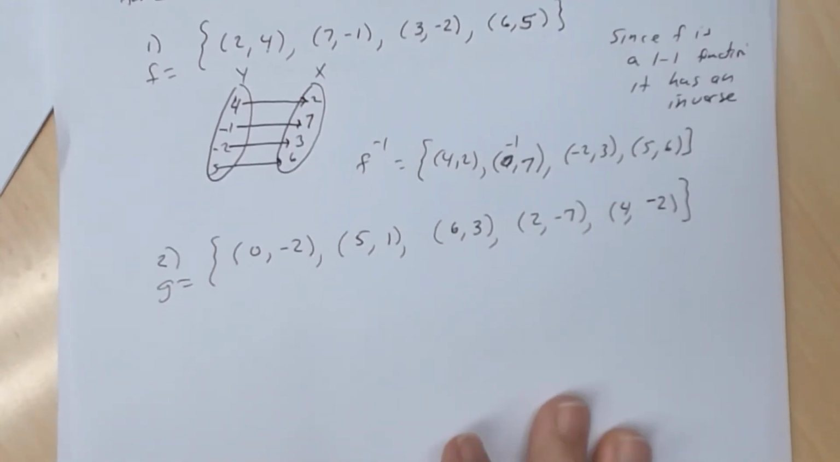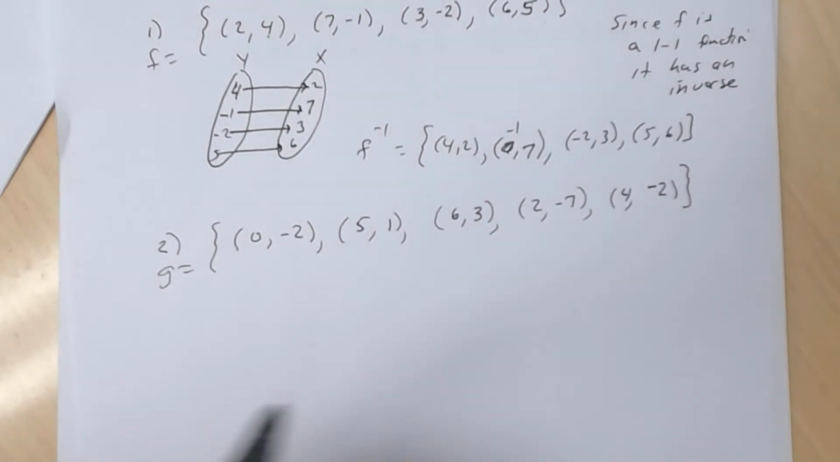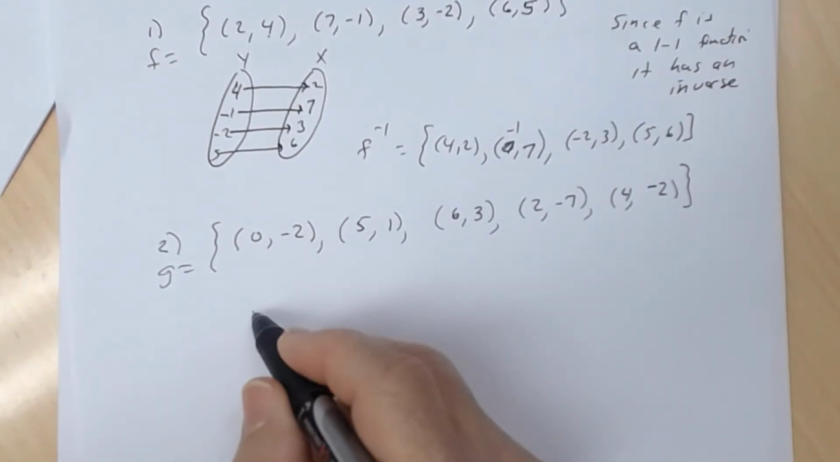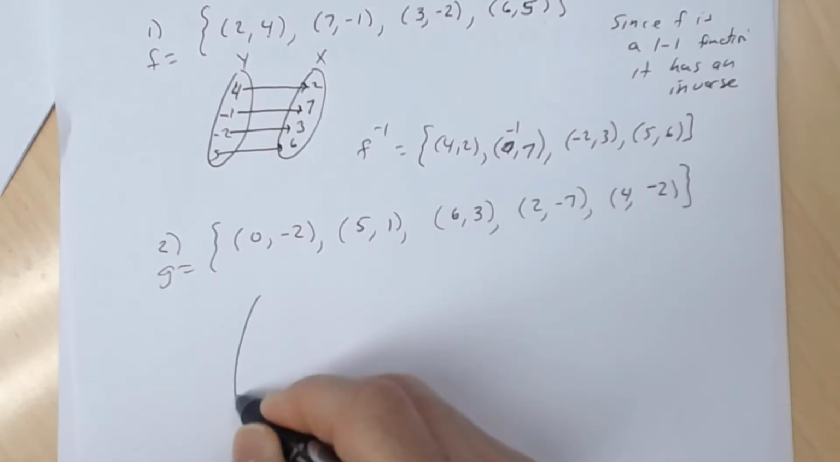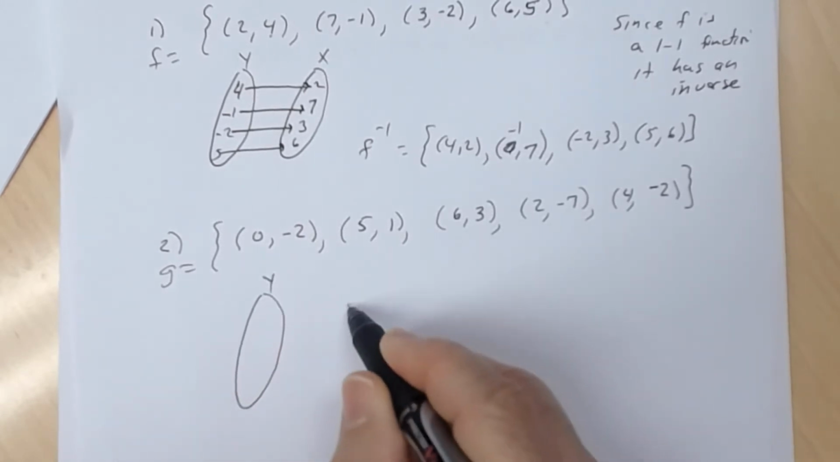Okay, number 2, let's look at number 2. Notice number 2 is a function. We talked about that earlier. Now let's see if it's one-to-one. Is this a one-to-one function? All right, so we're going to look at the y values and see what the x values are.